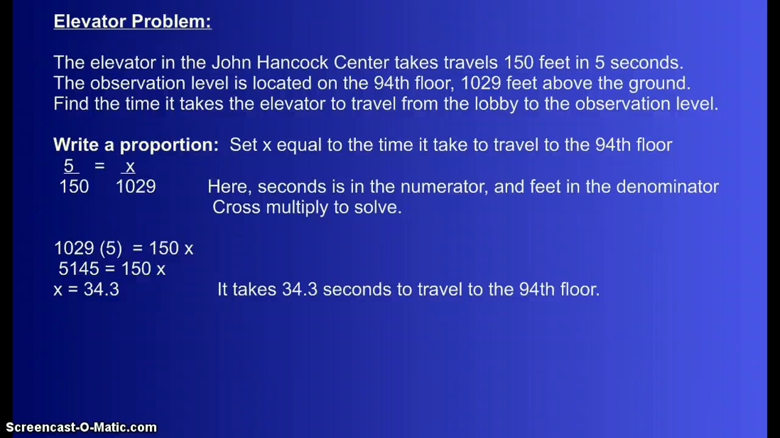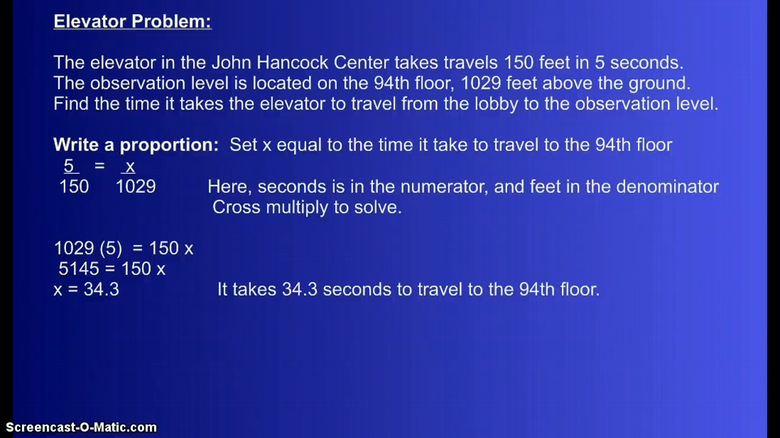And now let's take a look at the elevator problem. The elevator in the John Hancock Center travels 150 feet in 5 seconds. The observation level is located on the 94th floor, 1,029 feet above the ground. Find the time it takes the elevator to travel from the lobby to the observation level. So how we're going to solve this is write a proportion. We're going to set x equal to the time it takes to travel to the 94th floor, because that's what we're trying to find. So we know in the first ratio that it takes 5 seconds to travel 150 feet, so we write 5 in the numerator to 150 feet, and we're going to set that equal to x amount of time, I don't know how much, over 1,029 feet.